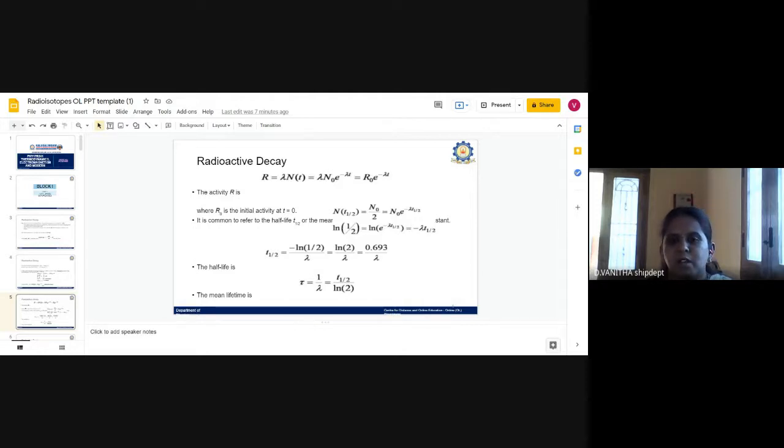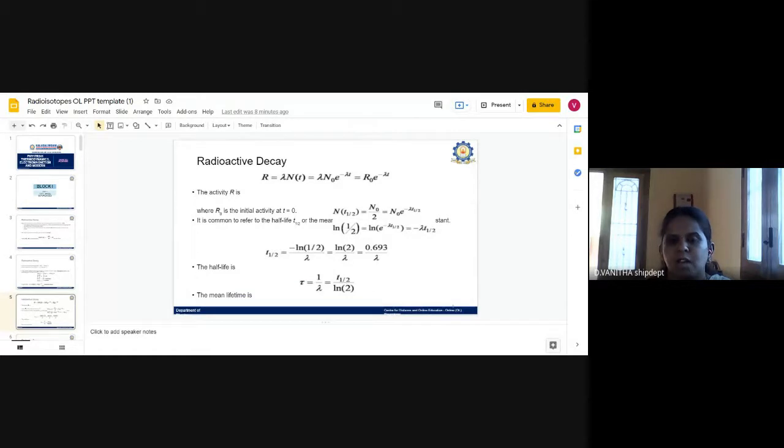Using this, we can calculate the half-life period, denoted by T half. The time taken for a radioactive element to disintegrate half of its particles is called the half-life. So N of T half, the number of particles after the half-life period, is equal to N naught by 2. Instead of N, we substitute N naught by 2, which is equal to N naught e power minus lambda T half.